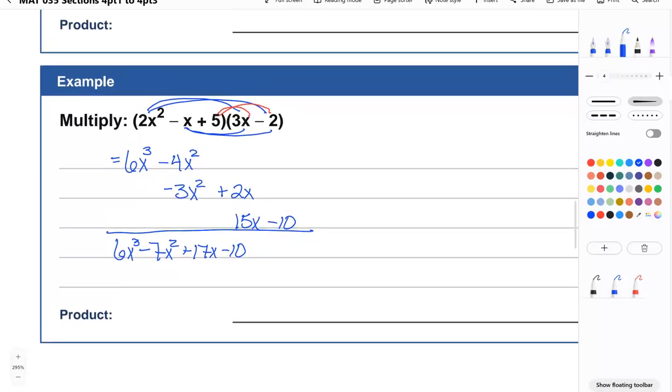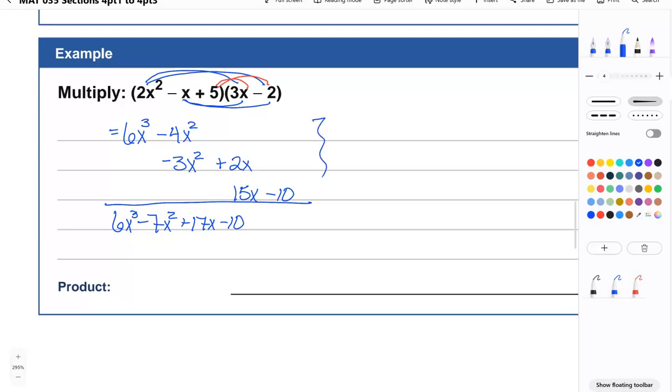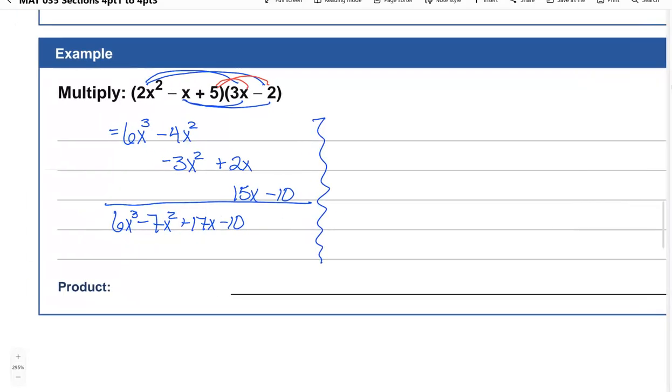Okay, now you don't have to line it up this way. If you don't line it up this way, let me just show you what it would look like. You're going to get the same answer.